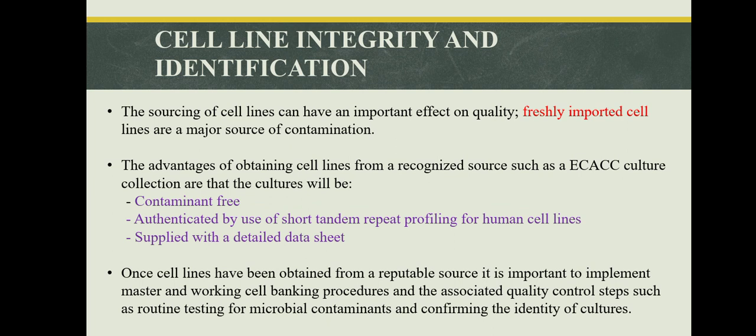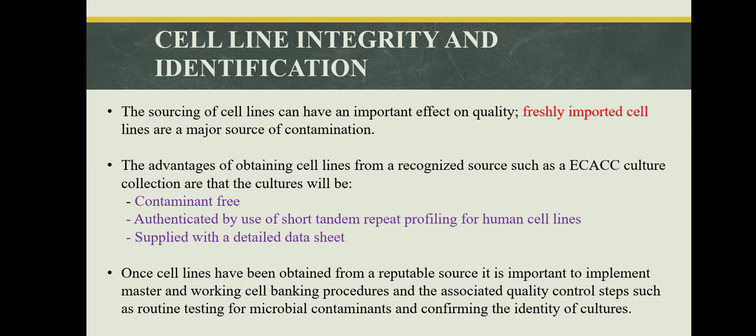Cell line integrity and identification. The sourcing of cell lines can have an important effect on quality. Freshly imported cell lines are a major source of contamination. The advantages of obtaining cell lines from a recognized source such as ECACC culture collection are that the cultures will be contaminant free, authenticated by use of short tandem repeat profiling for human cell lines, supplied with a detailed data sheet.